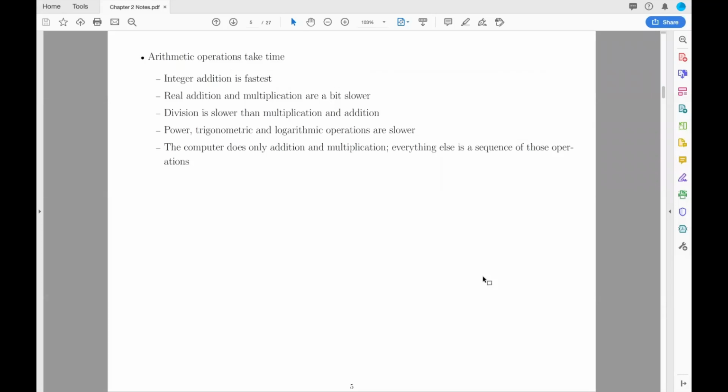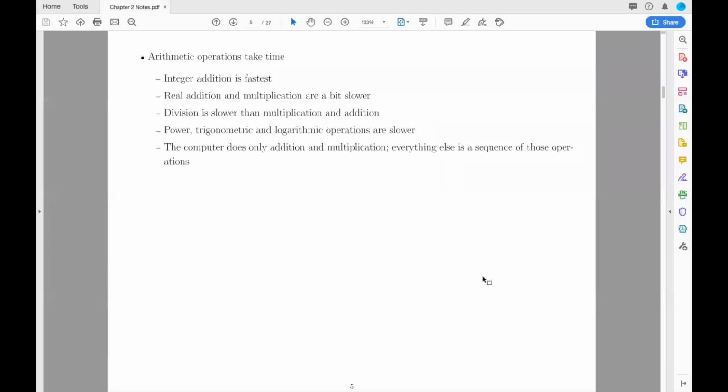Now, real addition and multiplication are a bit slower. Addition and multiplication are about the same speed, but division is slower than those. And of course, not too surprising. Division is more complex to do. And then you have your power functions, trigonometric, logarithmic, special functions, and many of them are significantly slower.